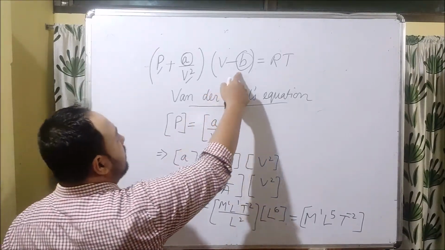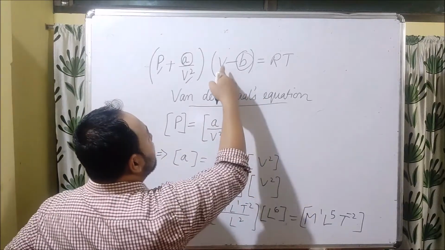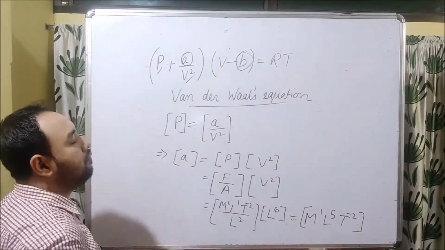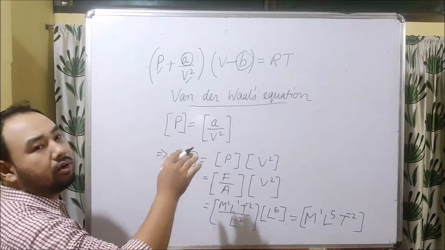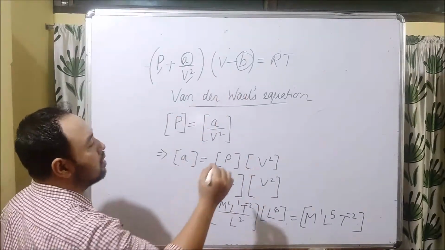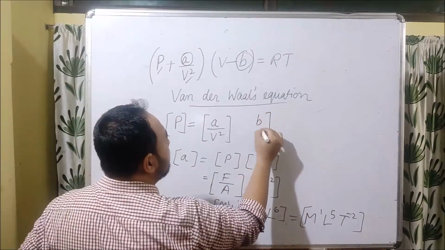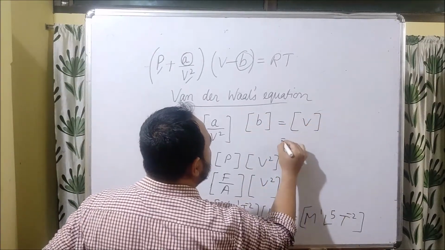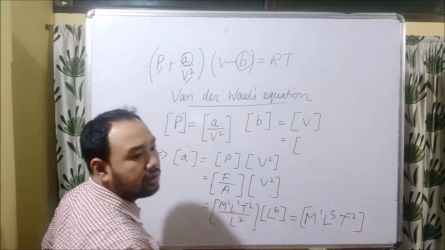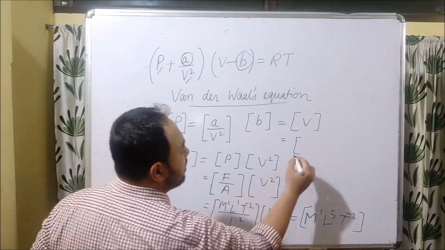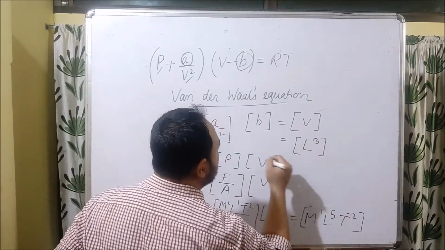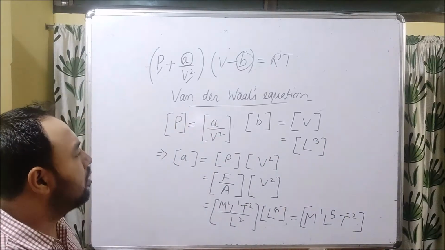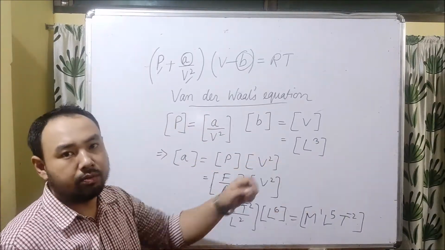Okay, so this is the dimensional formula for A. And what about B? Here, if the dimensions of B and V are the same, then only we can subtract it. So dimensionally B will be equal to V. So what is the dimensional formula for volume? It is L cube. So the dimensional formula for B will be L cube. Okay.